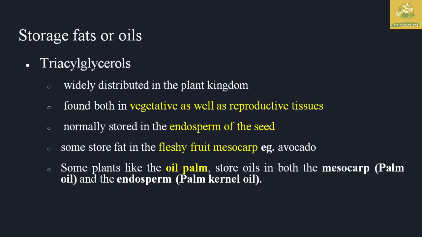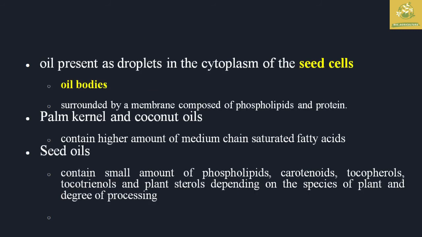After that we are going to see the storage of fats and oils, which is triacylglycerols. They are distributed in the plant kingdom, found in vegetative as well as reproductive tissues, but normally they are stored in the endosperm of the seed. Some of these fats are stored in the fleshy fruit mesocarp, for example avocado. Some plants like oil palm store the oil in both the mesocarp as well as the endosperm of the fruit.